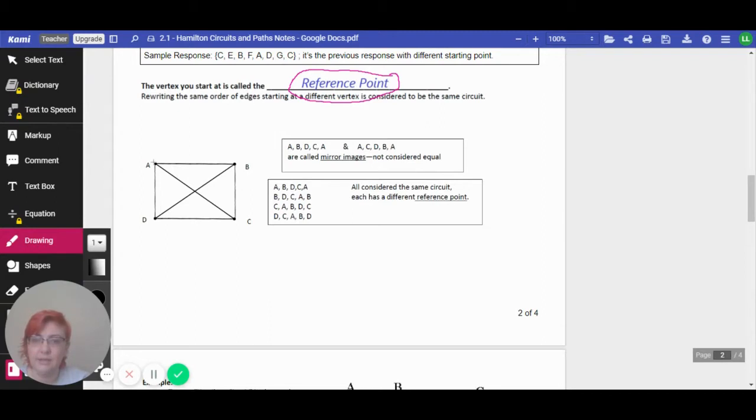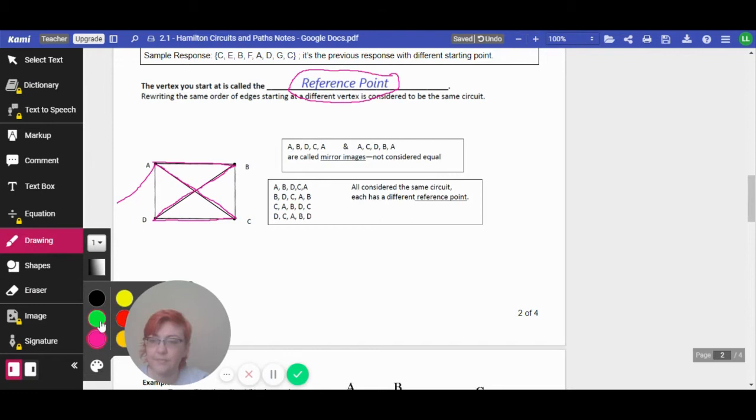All right, so let's take a look here. A, B, D, C, A and A, C, D, B, A are called mirror images. They are not considered equal, but they're going to have the same value.